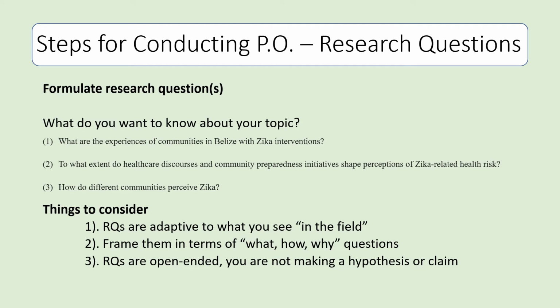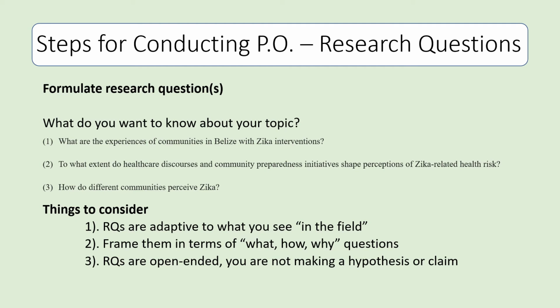Also see the sort of language that I'm using to frame these questions. I have what are the experiences, to what extent, and how do different communities perceive Zika? These are more open-ended questions. They're not asking yes/no questions. They are asking exploratory questions that get at a richer level of detail than, for instance, a survey question that gave you a multiple choice response would be able to answer. These are the hallmarks of a good research question: being open to interpretation, not just for yourself, but also for the individuals that you're doing research with. So they are open-ended. You're not making a hypothesis or a claim.